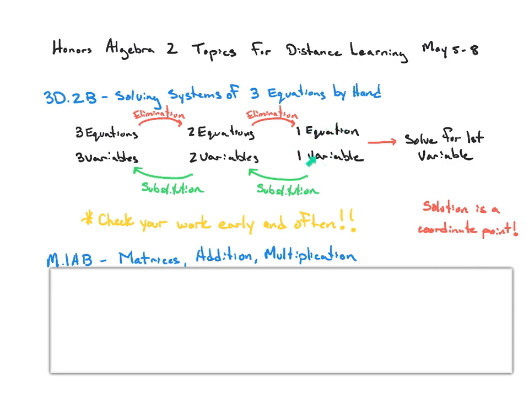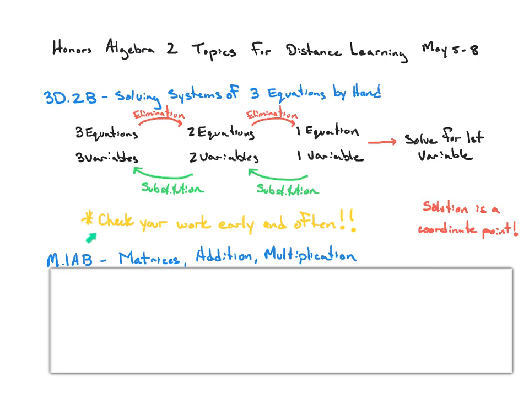Once you're there, you just solve that equation like you'd solve any other equation. However you solve, you get that first variable, and then you substitute that back in over here to get your second variable. You substitute again back over here to get your third variable. From there, you have a solution, x, y, and z, and your solution is a coordinate point.